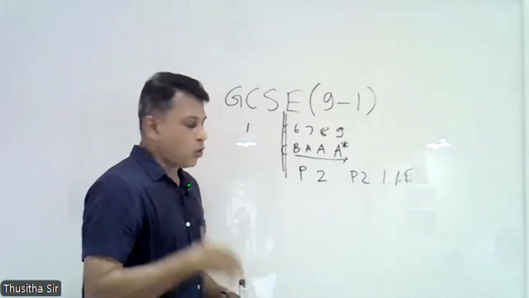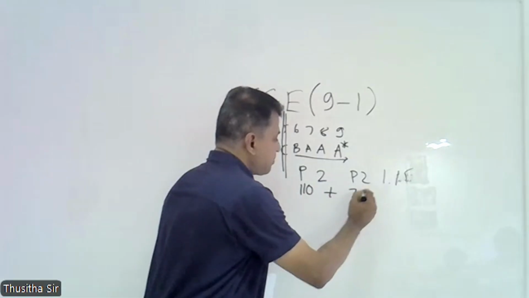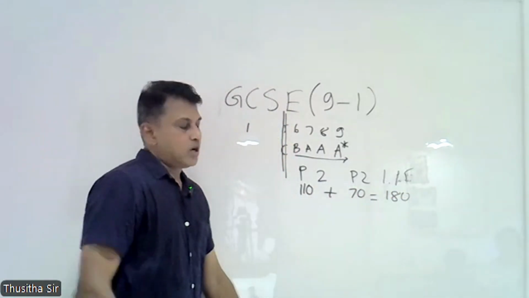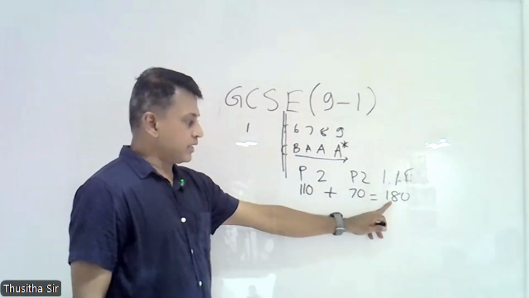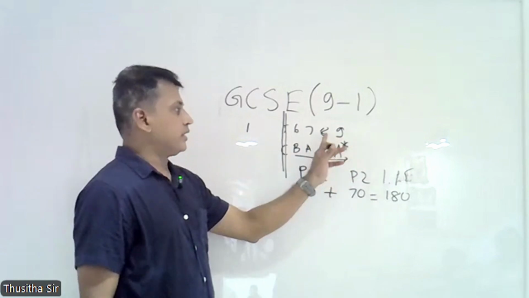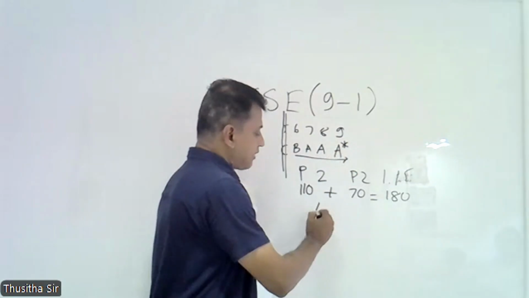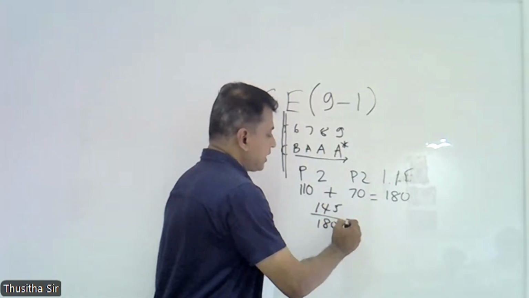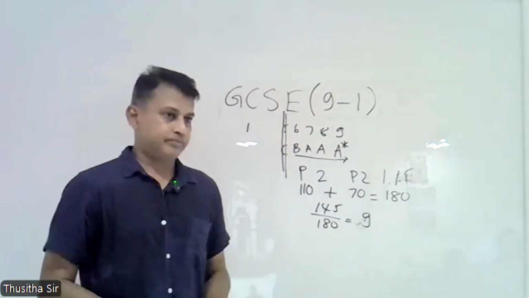So in biology, the total marks you get for this paper is 110 and for this paper 70, so it's 180 total marks. From the total marks, now you ask the question: how many marks should I get out of 180 to get a 9? It's roughly 145 out of 180 if you want to get a band 9.